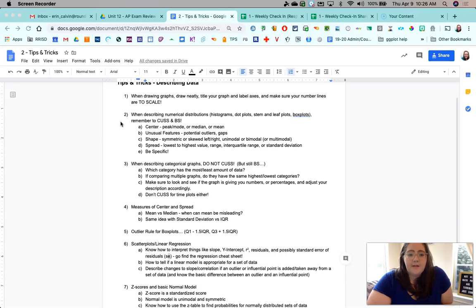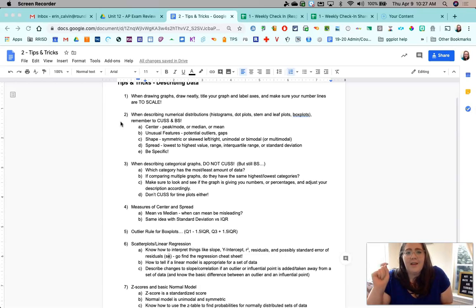And then the other S stands for spread. That could be as simple as just listing what the lowest and highest values are. You could also say the range. The range would just be the highest minus the lowest. The interquartile range for a box plot is a good measure of spread. Or again, if you're just given information, a standard deviation would be your measure of spread if that was given to you. And then the BS is be specific.